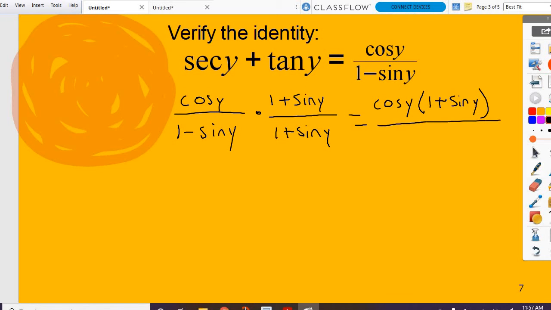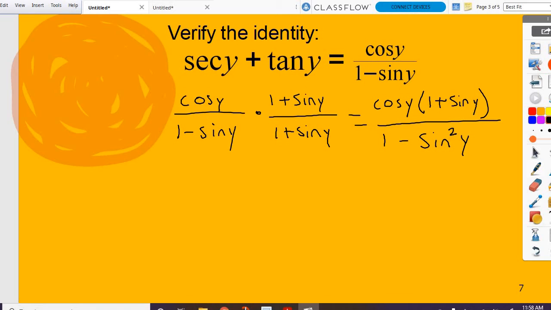And then when I multiply out my denominator, I have 1 times 1 gives us 1. Then I would have 1 times a positive sine, which is sine. And then I have a negative sine times a 1, which is negative sine. Well, positive sine minus sine is 0. So that middle term goes away, which is why we want to choose the opposite sign in the middle, so that those two things go away. And then we have negative sine times sine, which is negative sine squared of y.